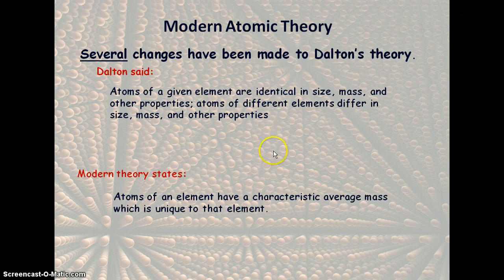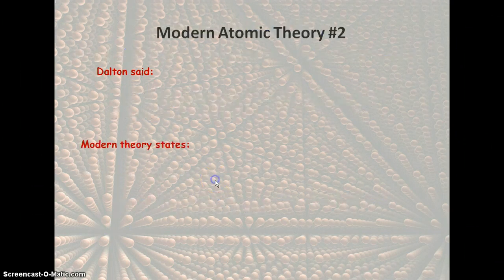So we know now that elements have isotopes. So you may have carbon with 7 neutrons, and you may have carbon with 6 neutrons. So carbon-13 and carbon-12. So we know that they're not all exactly identical in mass specifically.